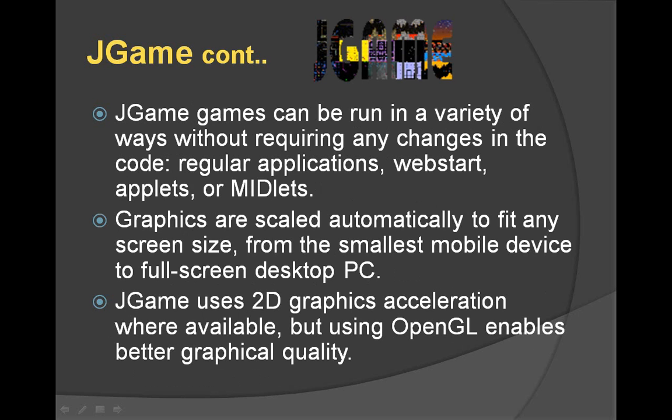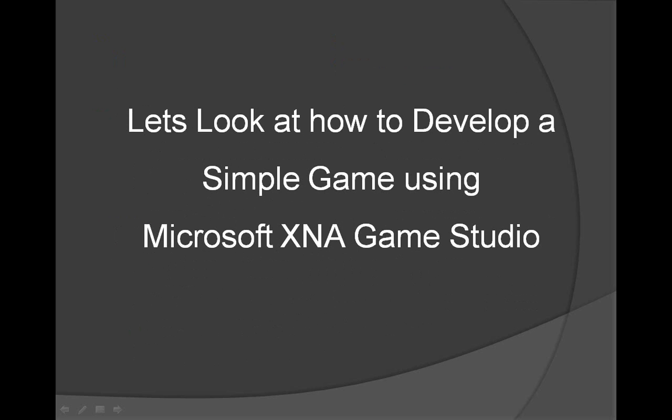JGame games can be run in a variety of ways without requiring any changes in the code: regular applications, web start, applets or midlets. Graphics are scaled automatically to fit any screen size, from the smallest mobile device to a full-screen desktop PC. JGame uses 2D graphics acceleration where available, but using OpenGL enables better graphical quality. Let's look at how to develop a simple game using Microsoft Excel.